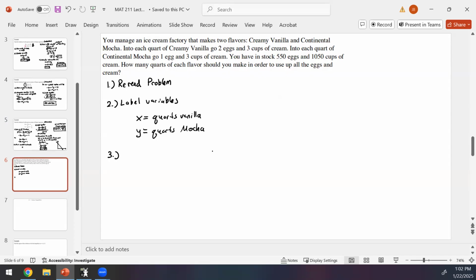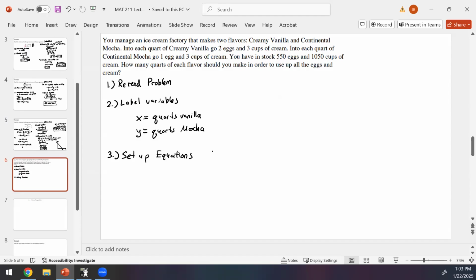So then step 3 is, okay, we got our variables down. Now we got to set up our equations. Sometimes setting up the equations is actually the most difficult part, especially when they give you those weird problems where, like, you make twice as many, but half the number of quarts of vanilla. They start using words like that.